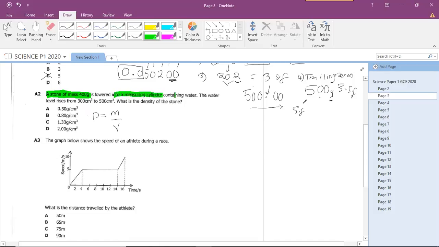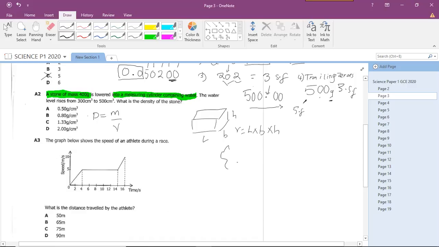So that's what I was saying. Why are you lowering this stone into a measuring cylinder? Because you cannot get the dimensions. It's an irregular object. For example, if I were to have a cuboid like that, it would be easy for me to measure the volume. I'll just look at the dimensions of length, breadth, and height, and say volume is equal to length times breadth times height.